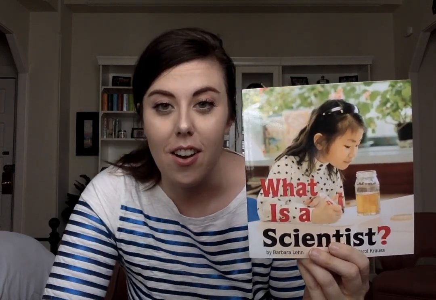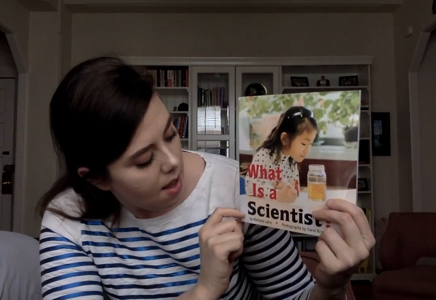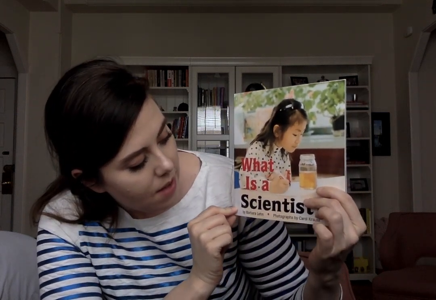Good job, friends. Kiss your brains for knowing what the title, the author, and the illustrator is. The title of this story is What is a Scientist? The author is Barbara Len and the illustrator is Carol Kraus.